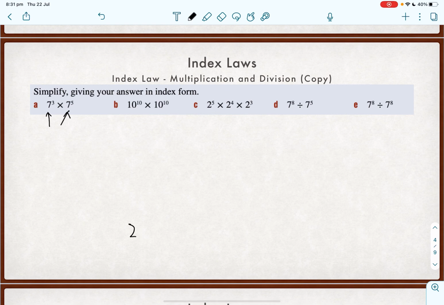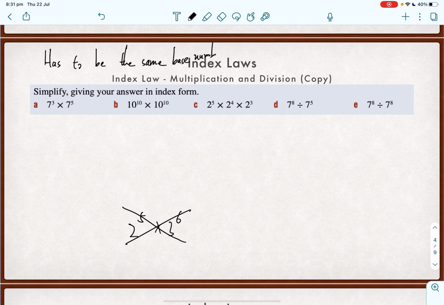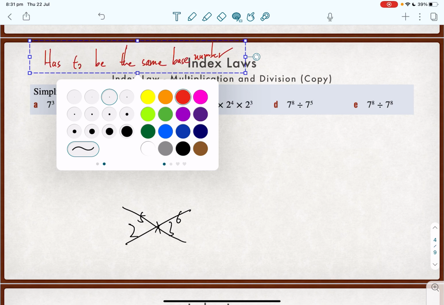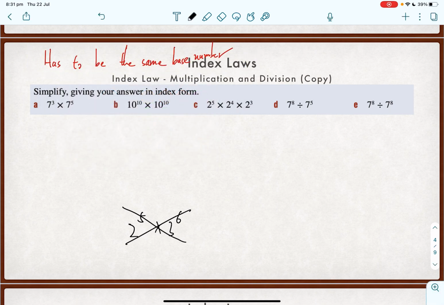Okay, if you have 2 to the power 5 times 3 to the power 6, it doesn't work. Okay, so this is a no-no for index laws. It has to be the same base number. Okay, I'm putting it in red to emphasize this. Okay, now first thing first.